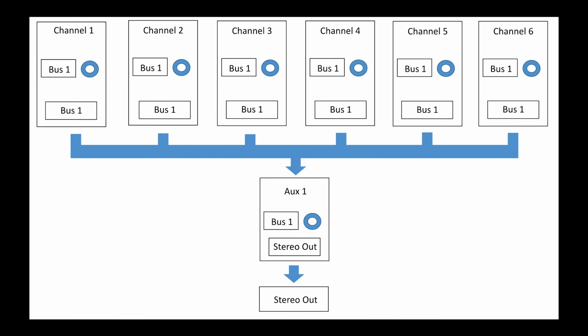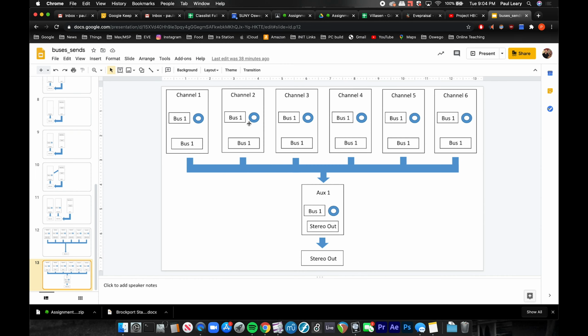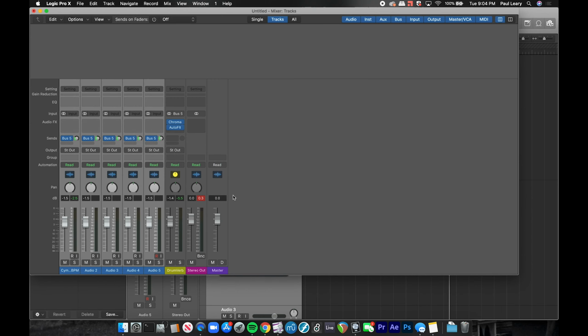I have this aux channel, and I can lower the volume on that single aux channel to change all of the drums at once, okay? Which can be very powerful tools. So I can have multiple aux channels for different groups of instruments or sounds. So that is a basic principle. So let's see how that works in Logic.